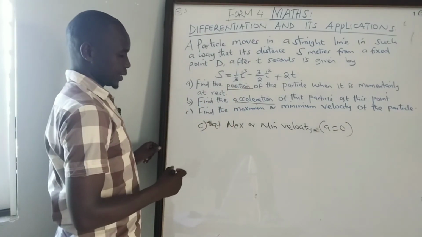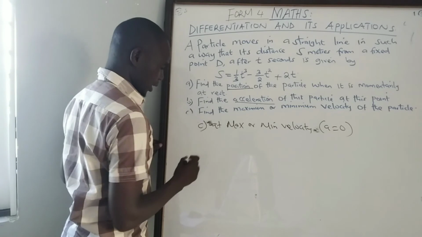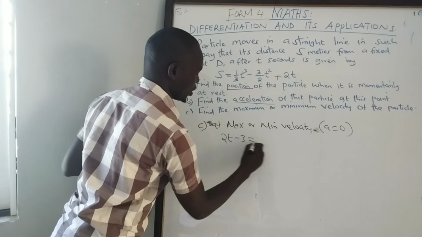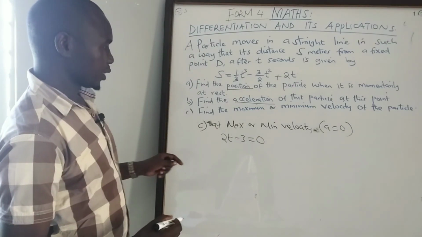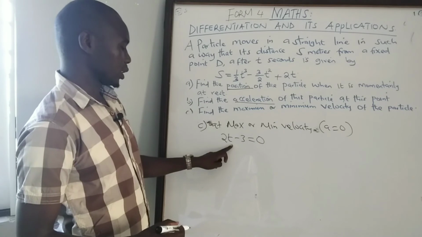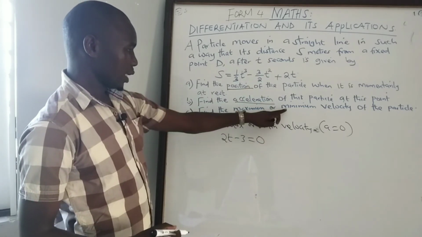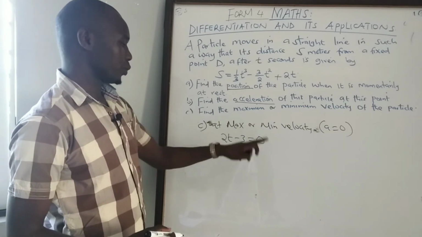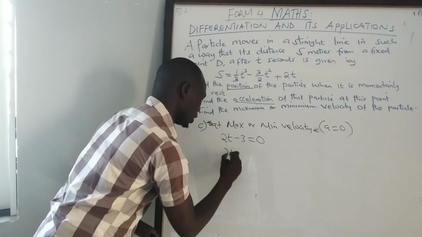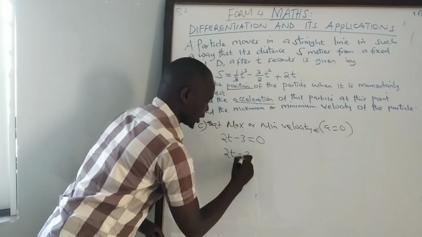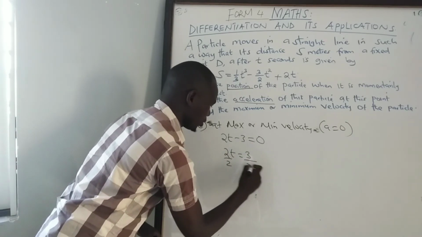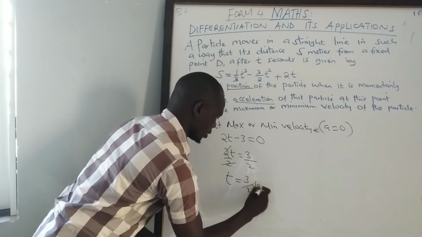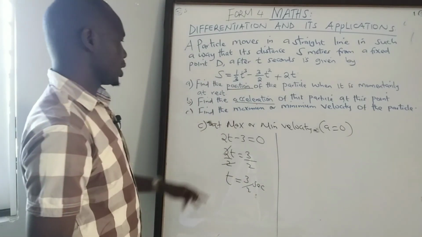And we have our acceleration function, which is actually 2t minus 3. This is going to be equal to 0, because after differentiating the velocity we get the acceleration function, and we know at maximum or minimum velocity the acceleration is 0, so we equate the acceleration function to 0. Then from there we know 2t is equal to 3. If you divide by 2 on both sides, our t is going to be 3 over 2 seconds.